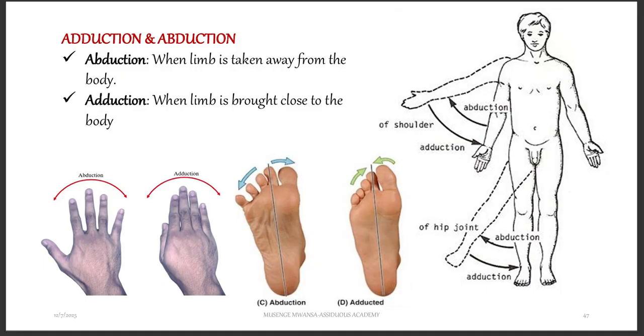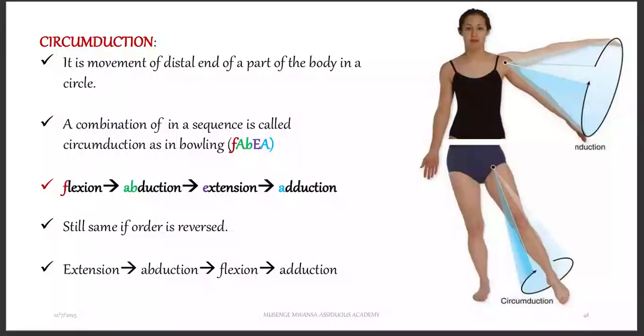Very good. All right. And then we have what we call circumduction. Circumduction is basically moving in a circle. Like for example, the way we used to do when we were children, when you want to throw a stone very far, you start moving your hand around, and then you throw it. So that is circumduction. Circumduction is basically movements in a specific order. You can start with flexion, you first bend, and then you abduct, you extend, and then adduct. Flexion, abduction, extension, adduction.